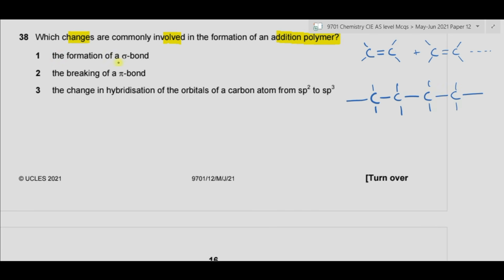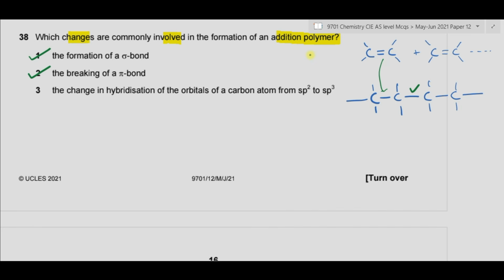First one is the formation of a sigma bond. As we can see, a new sigma bond is formed between these 2 carbon atoms, so therefore this is true. The breaking of a pi bond: as we can see, the double bond has converted into a single bond, so this is also true. The change in hybridization of the orbitals of carbon from sp2 to sp3.